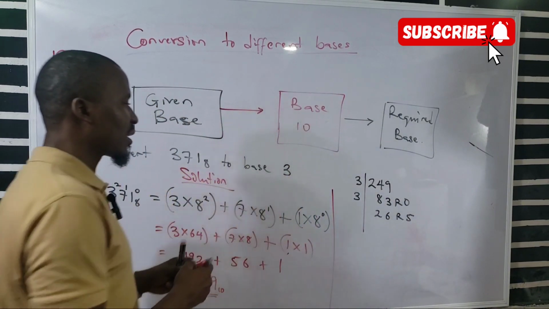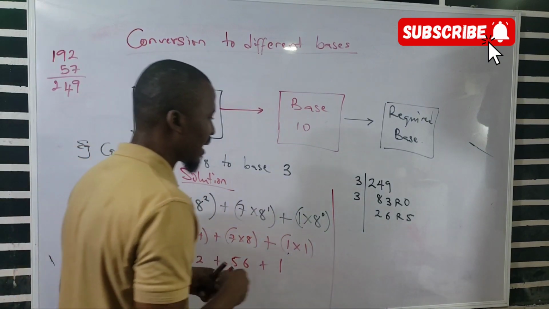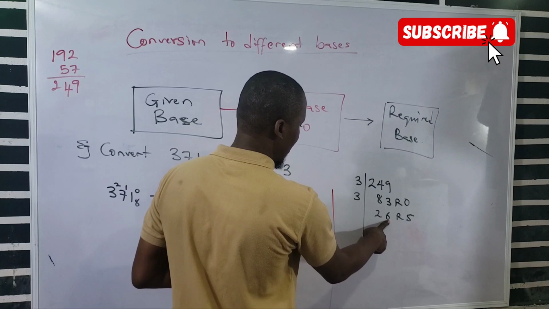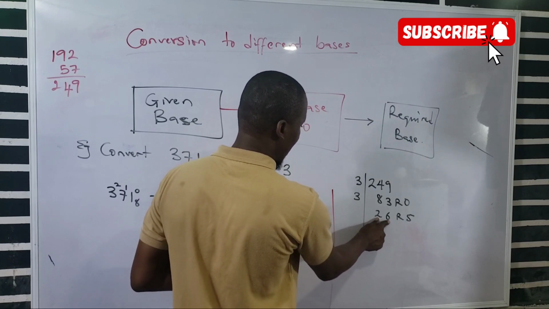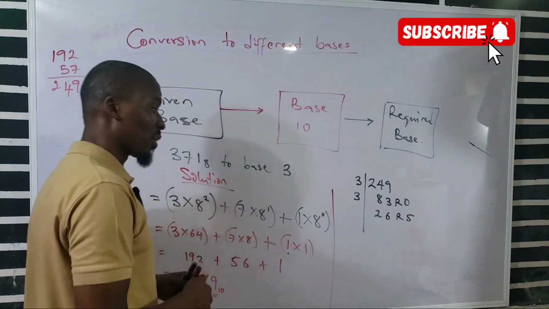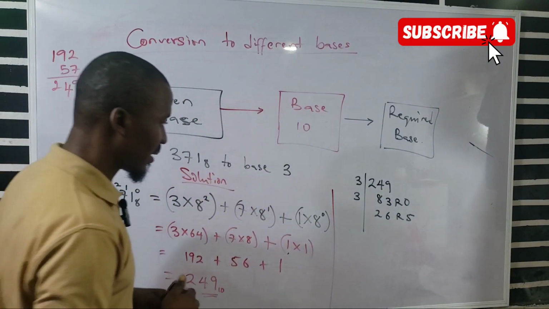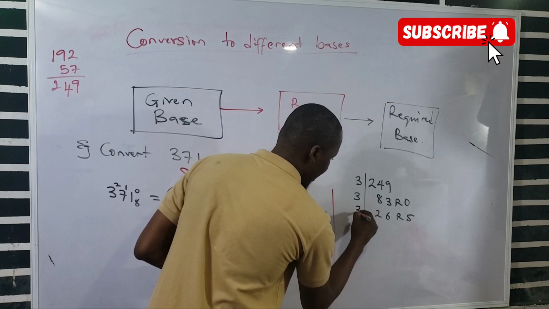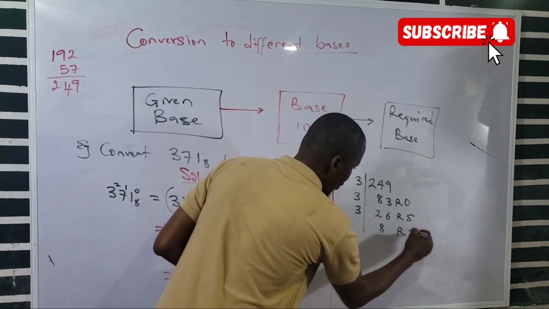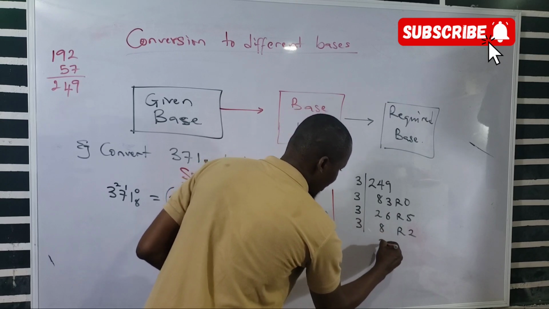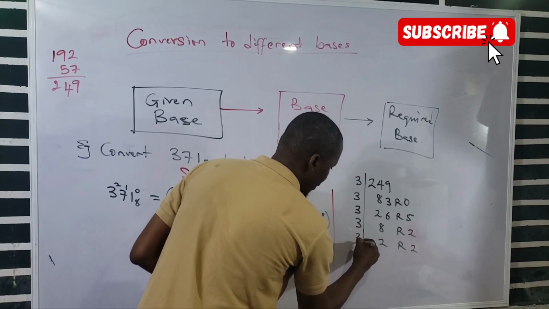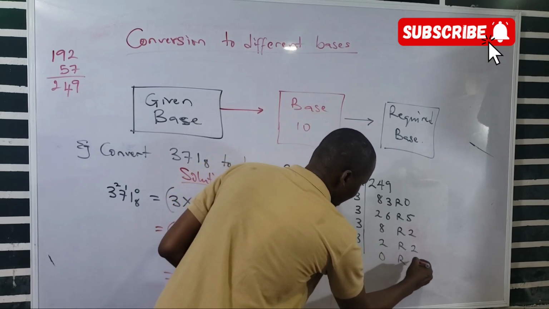Okay, so let's check that and be sure that our answer is correct. 3 times this will give us 18. So 3 times that will give us 78. 78 plus 5, sorry, that will give us 83. So that's correct. So 3 again, 3 in 26 will give me 8, remainder 2. And 3 in 8 will give me 2, remainder 2. And 3 in 2 will give me 0, remainder 2.